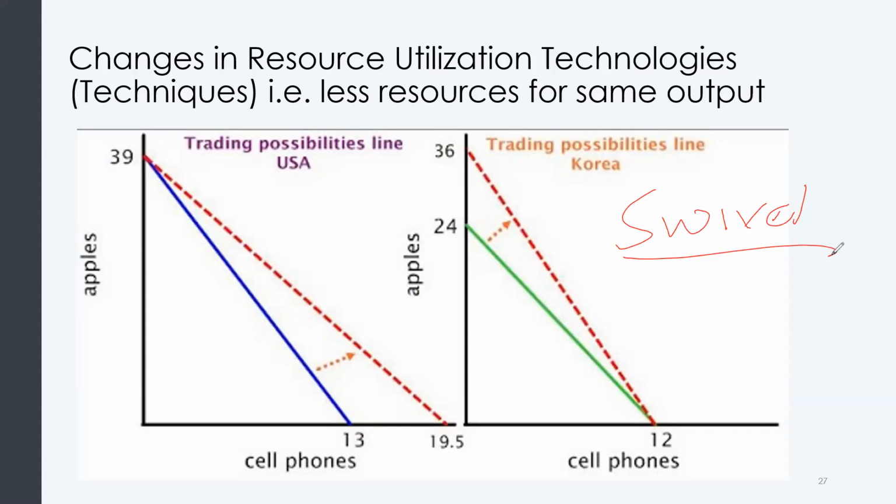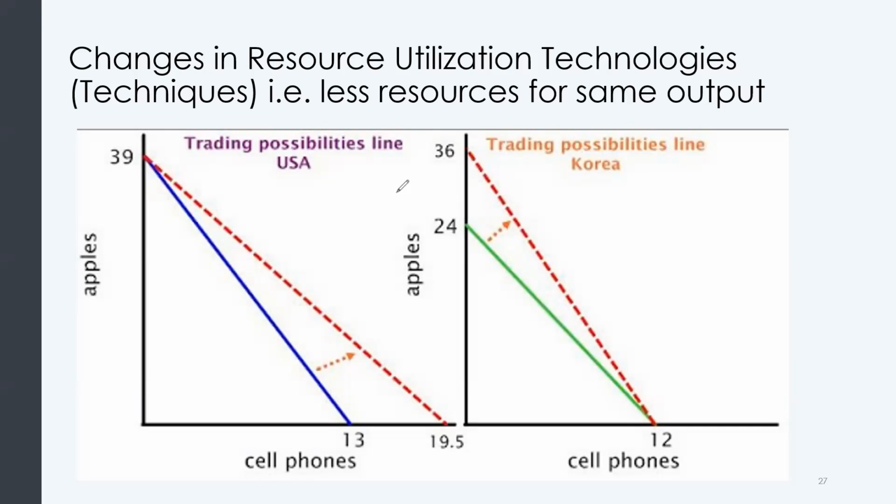And swivels are because of changes in resource utilization technologies, i.e. you have a technology that is only used in one particular product and it changes. So for example, if there is an improvement in the technology for cameras, you might see an increase in cell phones, but apples are not affected by cameras, so they are not going to change at the end of the day. So if technologies for only one specific product change and don't affect other products, you might see a swivel in the PPC instead of a complete change in the PPC. So I believe I've covered that, right?